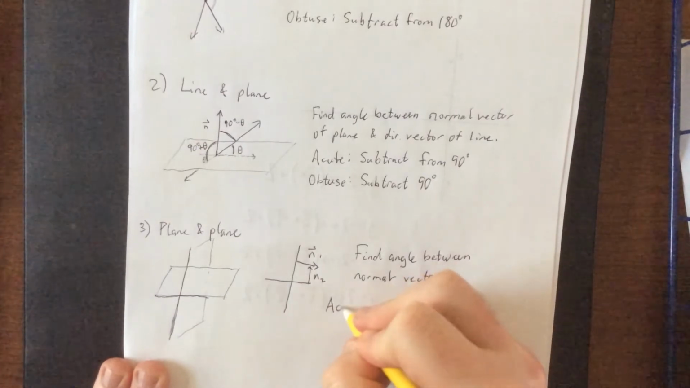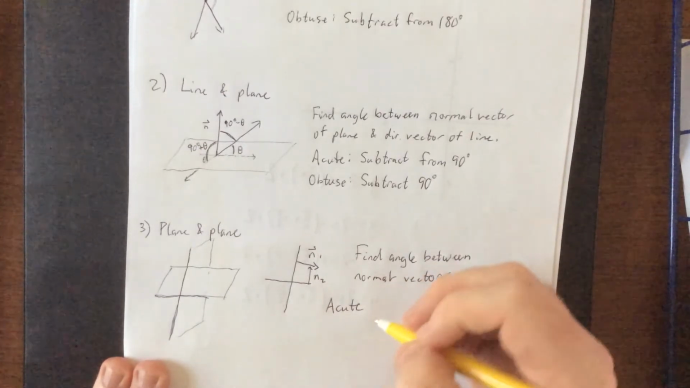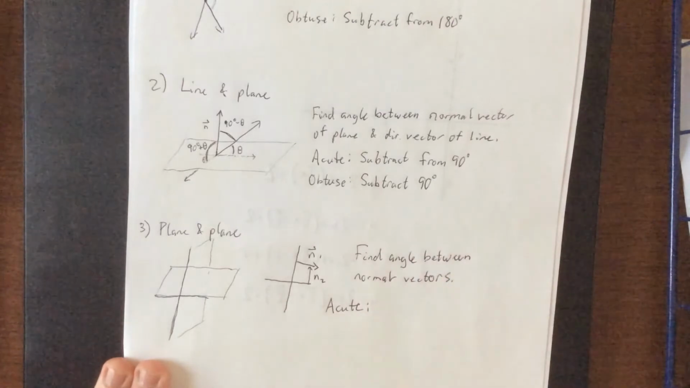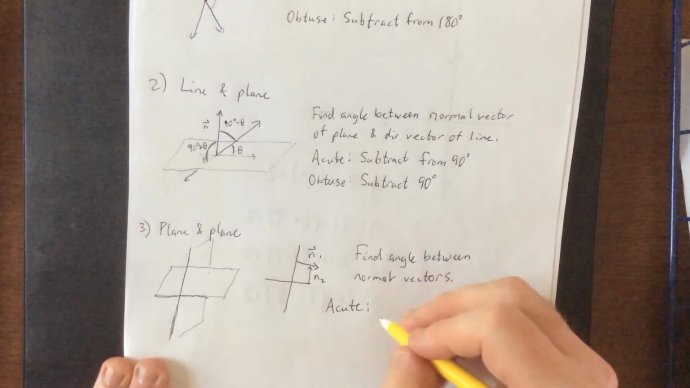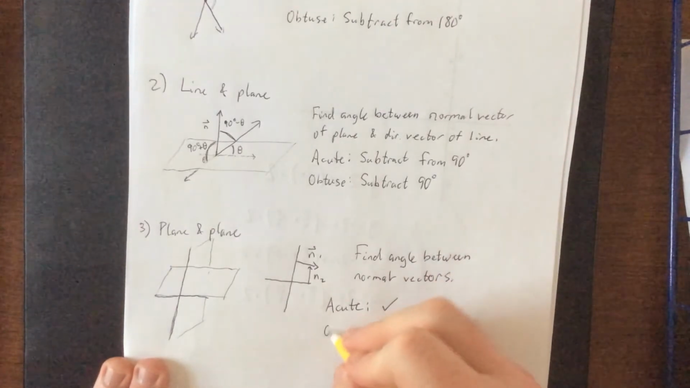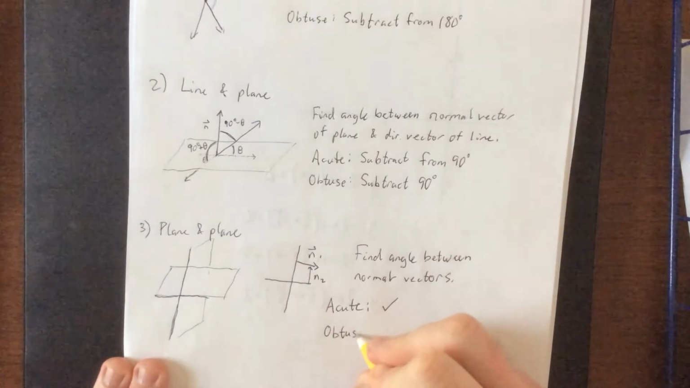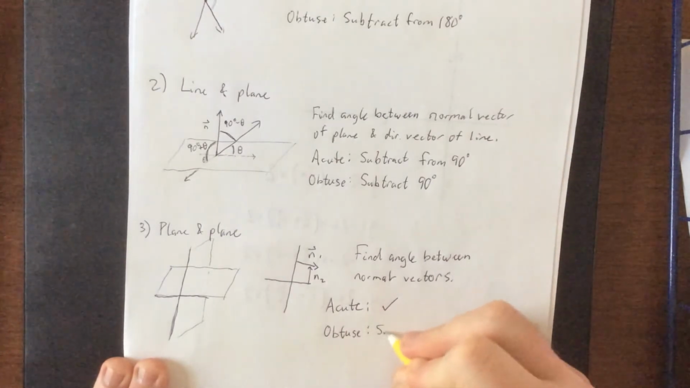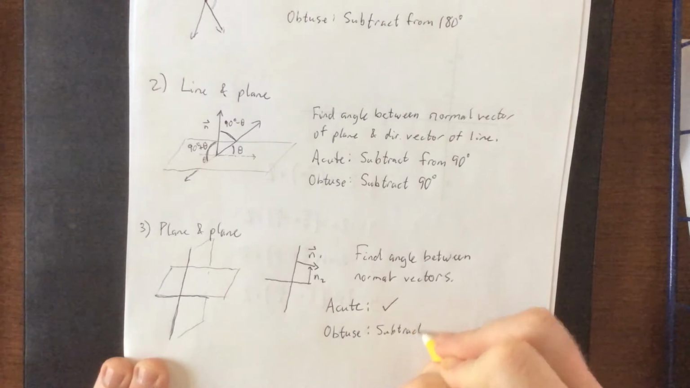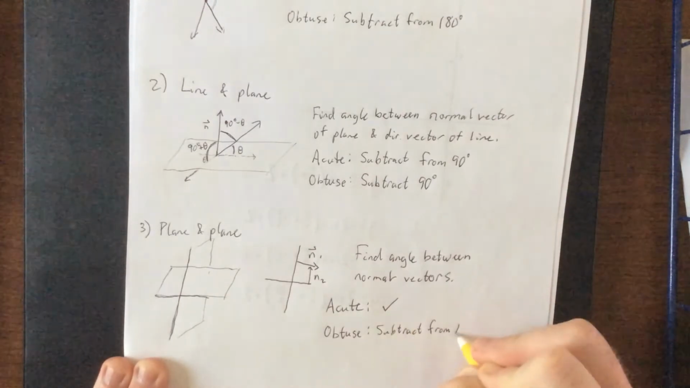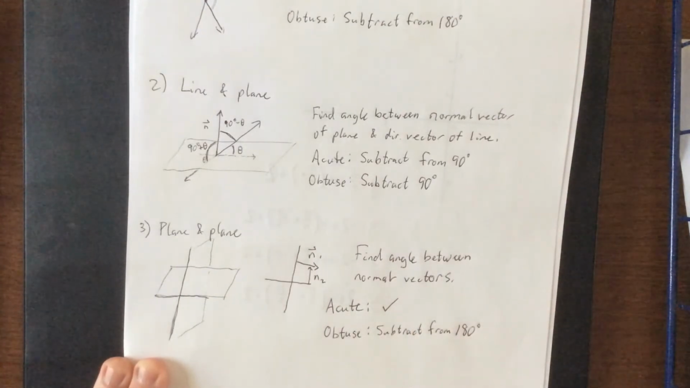If the result that you get is acute, speaking of acute, I'm sitting right next to a cute cat right now. If the angle that you get is acute, you are all set. If the answer that you get is obtuse, well then subtract from 180 and you're all set. I hope that that's still in frame. Oh, good, it is. Excellent.